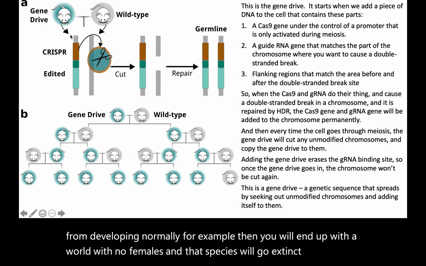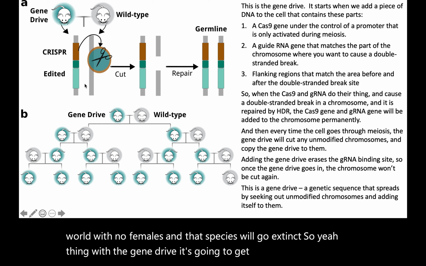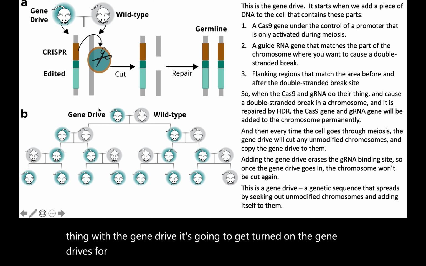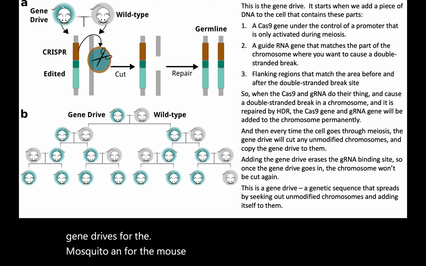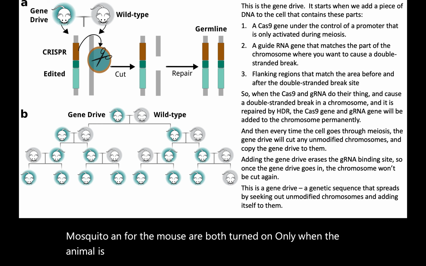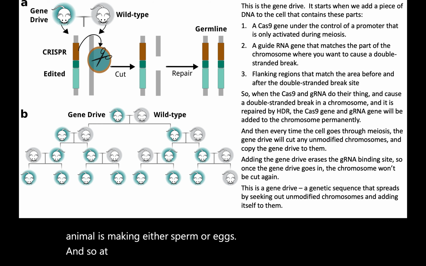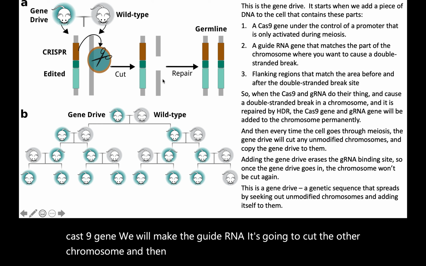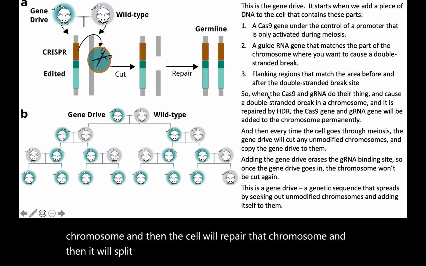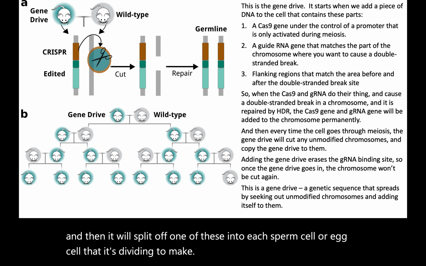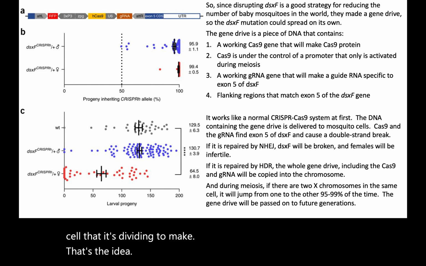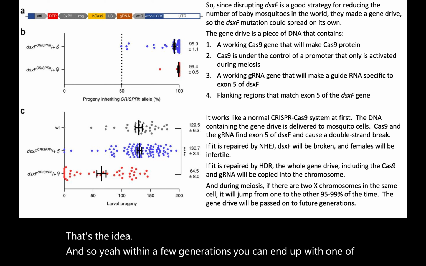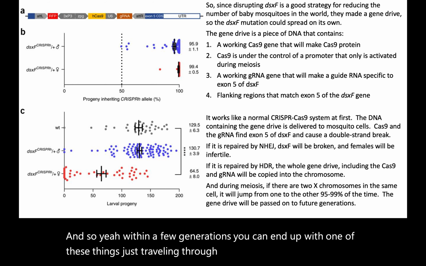So the thing with the gene drive, it's going to get turned on. The gene drives for the mosquito and for the mouse are both turned on only when the animal is making either sperm or eggs. And so at that stage, it's going to be activated. We will make the Cas9 gene, we will make the guide RNA. It's going to cut the other chromosome, and then the cell will repair that chromosome, and then it will split off one of these into each sperm cell or egg cell that it's dividing to make. That's the idea. And so within a few generations, you can end up with one of these things just traveling through the population.